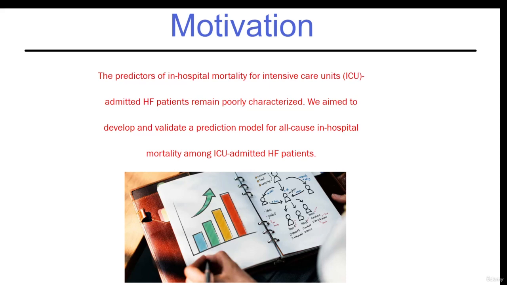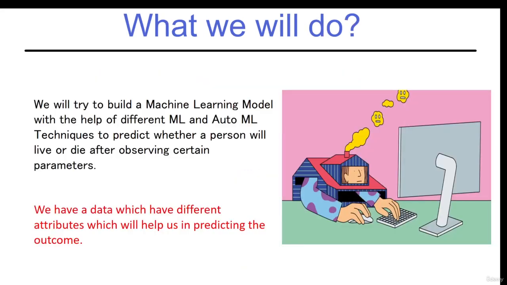So we aim to develop and validate a prediction model for all-cause in-hospital mortality among ICU HF patients. So what we'll be doing is making a model which will predict the mortality rate among the ICU admitted patients in order to increase the quality or the accuracy. As I said, we'll try to build a machine learning model with the help of different ML and AutoML techniques to predict whether a person will live or die after observing certain parameters.